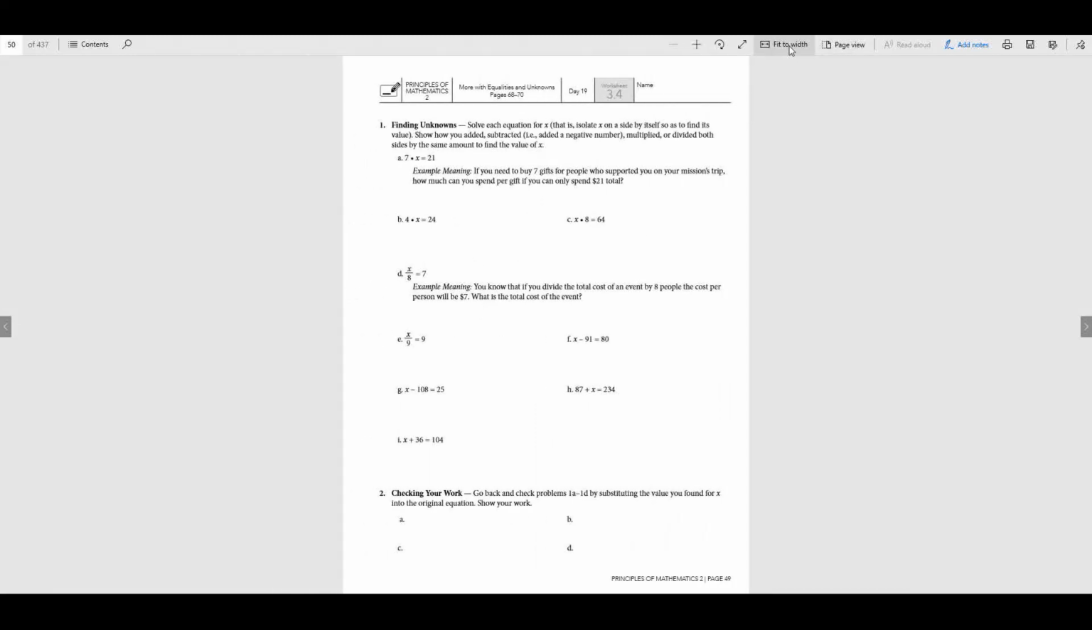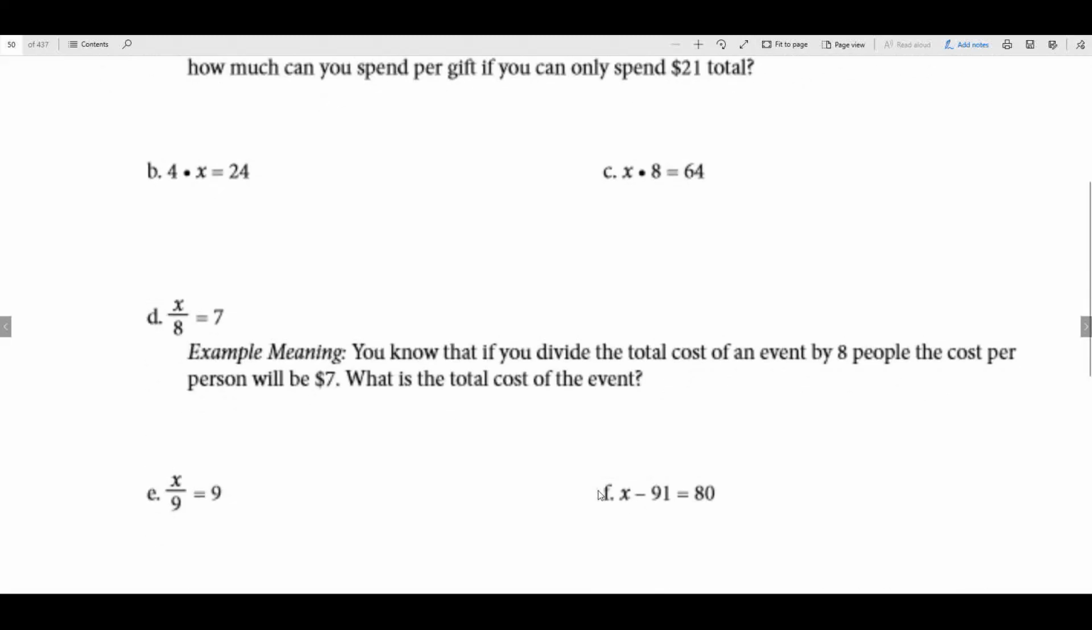So let's go ahead and look at, we'll do this one. Okay, so x times 8 equals 64. Okay, remember what I said. Rewrite the problem.